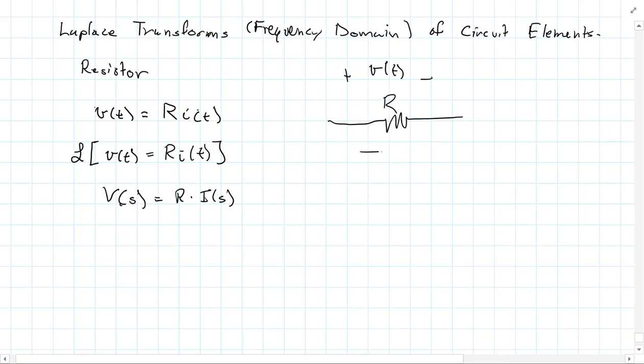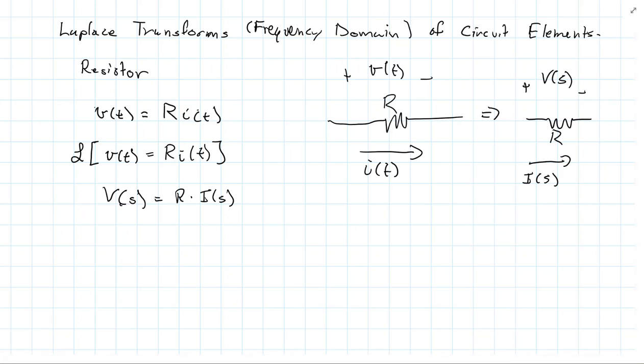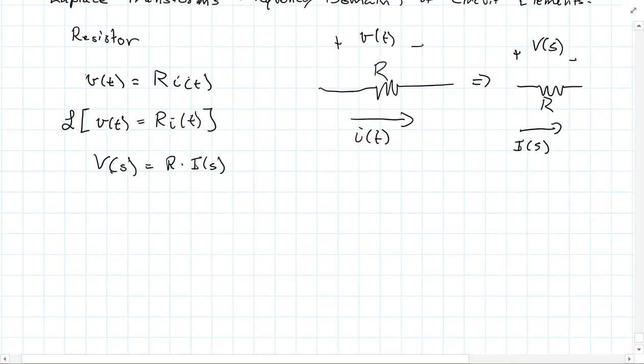And a current going through here of i(t), then in the Laplace domain, we just have a resistor still with a resistance of R. The voltage is now just plus minus V(s), and the current through it is just I(s). So nothing really happens with the resistor, which shouldn't be too surprising. That's the same thing that happened when we talked about impedance and when we were looking at steady state.